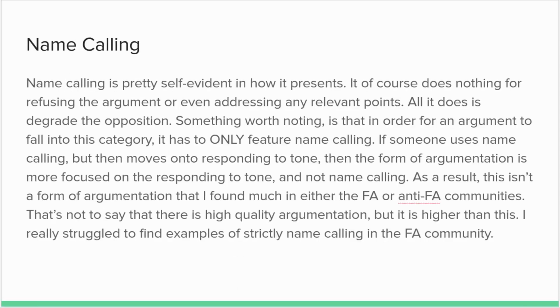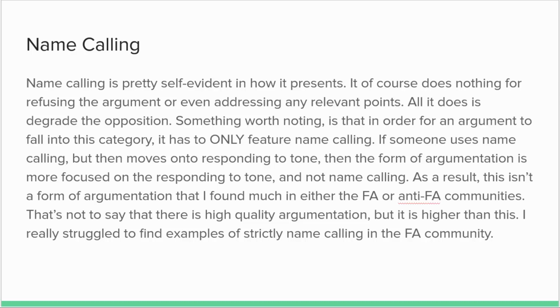Name calling is pretty self-evident in how it presents. It does nothing for refuting the argument or even addressing any relevant points. All it does is degrade the opposition. Something worth noting is that in order for an argument to fall into this category, it has to feature only name calling, which is why I found finding examples of this so difficult, because FAs traditionally engage a lot in argumentation and will throw name calling in there, but it's really the only thing they do.